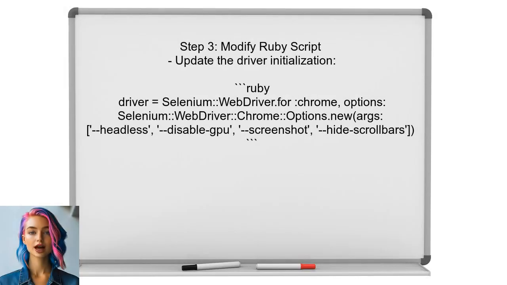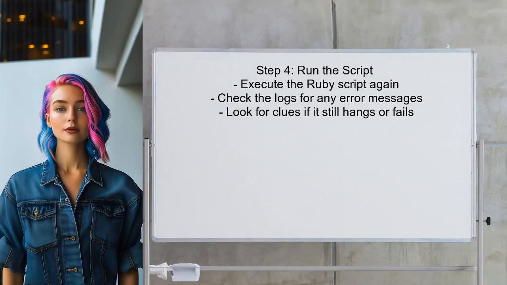After updating ChromeDriver, the user should modify their Ruby script to include the correct options for headless mode. They should ensure that the arguments are properly formatted. Finally, the user should run their script again. If the issue persists, they can check the logs for any additional error messages that might indicate what is going wrong.